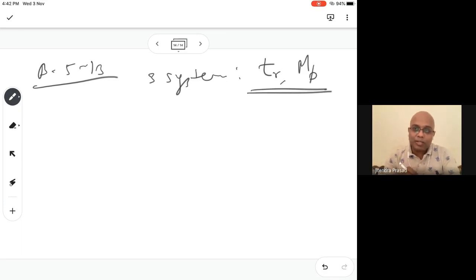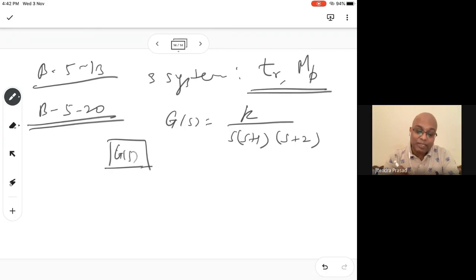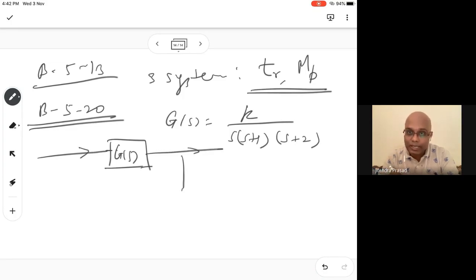Okay, now the Routh stability criteria we can use from here onward. The B5.20. It says determine the range of K for stability of a unity feedback control system whose open loop transfer function is given as K over S plus 1, S plus 2. Always remember that we are going to use the closed loop system. It's given that this is a unity feedback system.